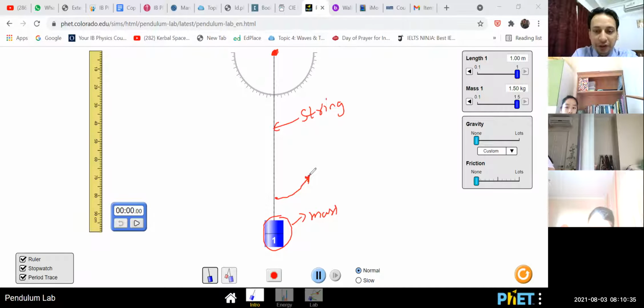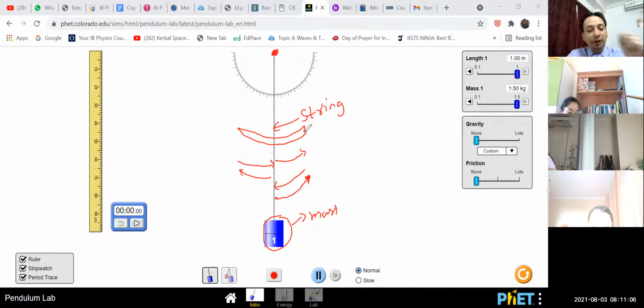Once it is released from this point, it will go to the main position. After that, it will go to the other side. Then again, it will come back to the main position. And then finally, it will reach the same point where it was released. So that is called one oscillation. One oscillation means returning to the same point, and we need to find out the time period of one oscillation.